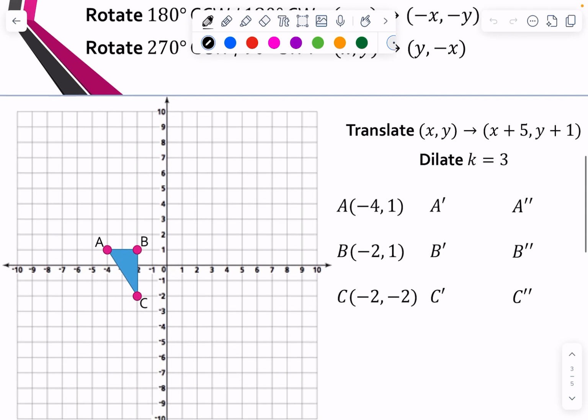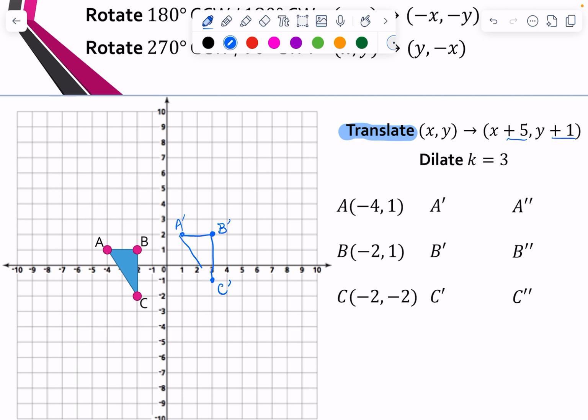So let's give this a shot. On this, you're just going to go in order. The first one we're going to do is this translation. We're going to take each point, add 5 to the x, add 1 to the y. So at B, we're going to go 1, 2, 3, 4, 5, up 1, and this will be B prime. A, 1, 2, 3, 4, 5, up 1, A prime. 1, 2, 3, 4, 5, up 1, this will be C prime.